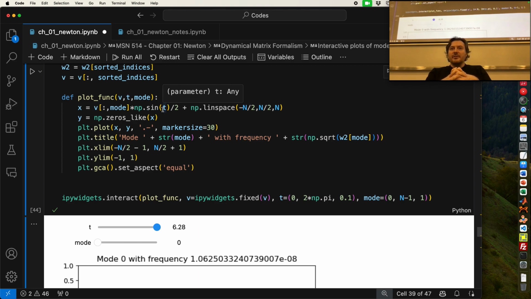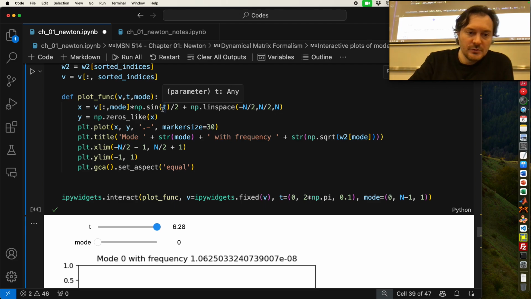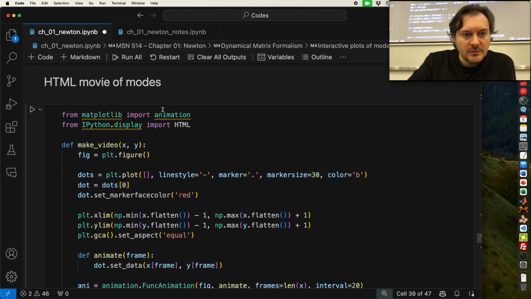So, any questions? No questions? How many zero frequency modes were we expecting from this structure? One, and we get one, right? Good. Okay.